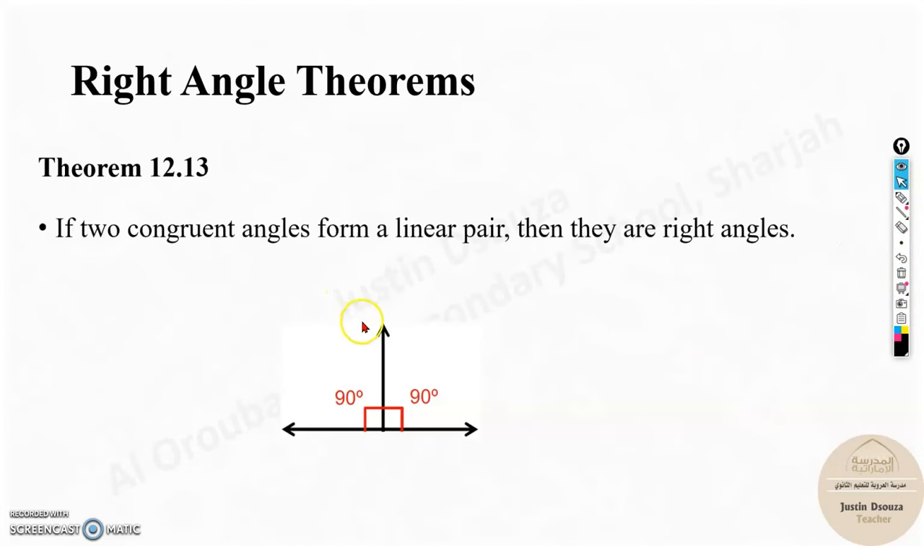And then we have, if two congruent angles form a linear pair, then they are right angles. Again, it's similar to the previous theorem, because if they are a linear pair or supplementary, that means the sum of the two angles must be 180 degrees. And if two congruent angles form a linear pair, that means the angles must be equal and the sum must be 180 degrees. That means it must be 90 degrees itself. So it is 180 divided by 2, so it is 90.